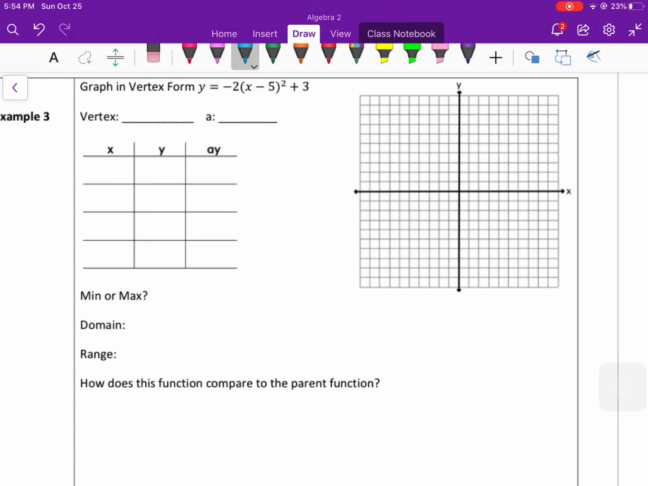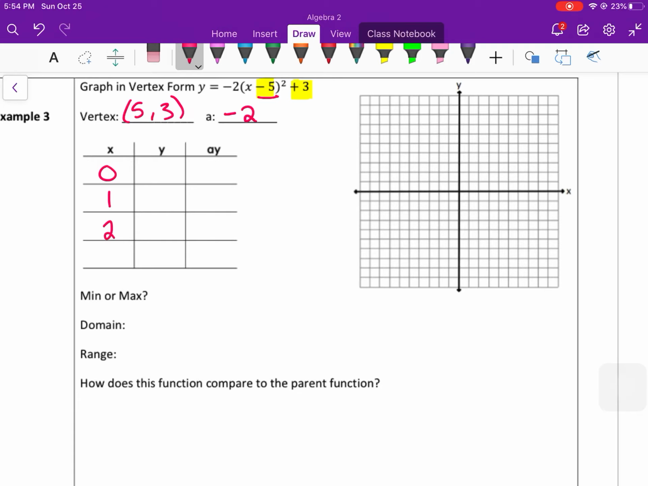So let's graph one here. In vertex form, we have the vertex here. You would get positive 5 and then positive 3. Remember, the h always comes out as the opposite. The a value is negative 2.